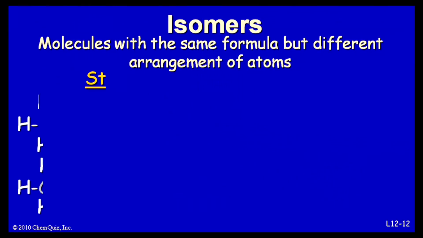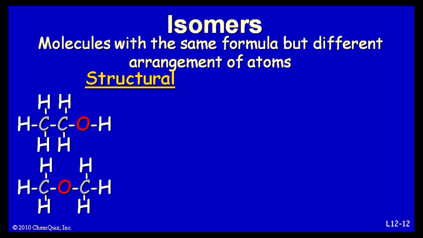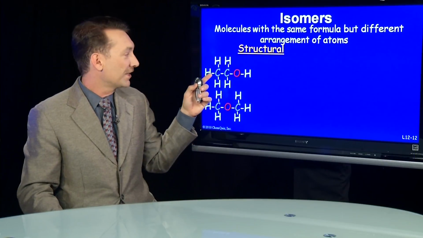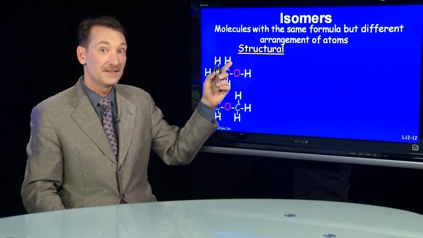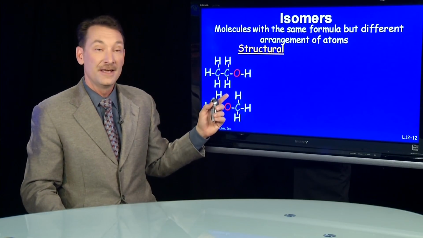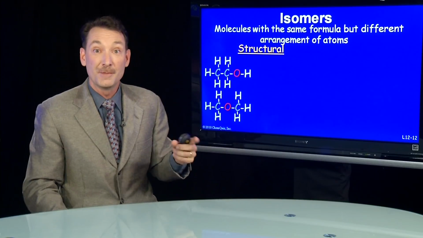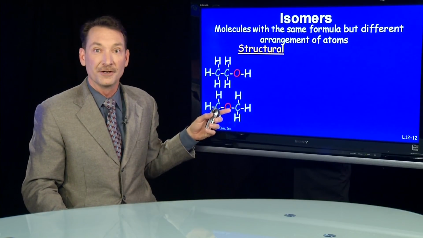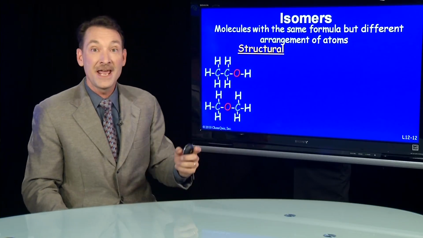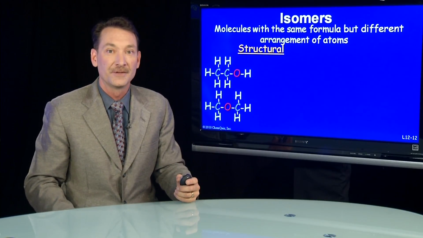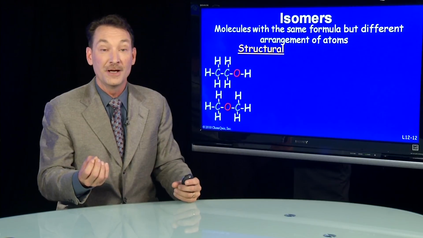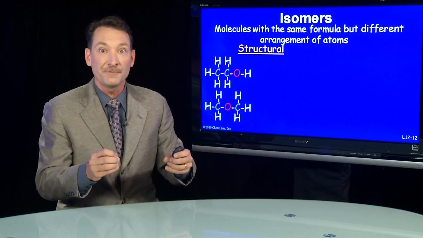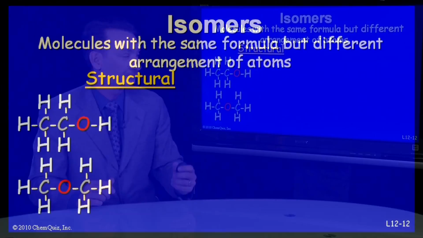Here's some examples where I'll have the same chemical formula, in this case C2H6O, but I can arrange the atoms like this or like this. These two molecules have dramatically different properties. This is ethanol and this is dimethyl ether, but they have the same chemical formula. Molecules that have the same chemical formula, but the orientation of the atoms are different, are called structural isomers.